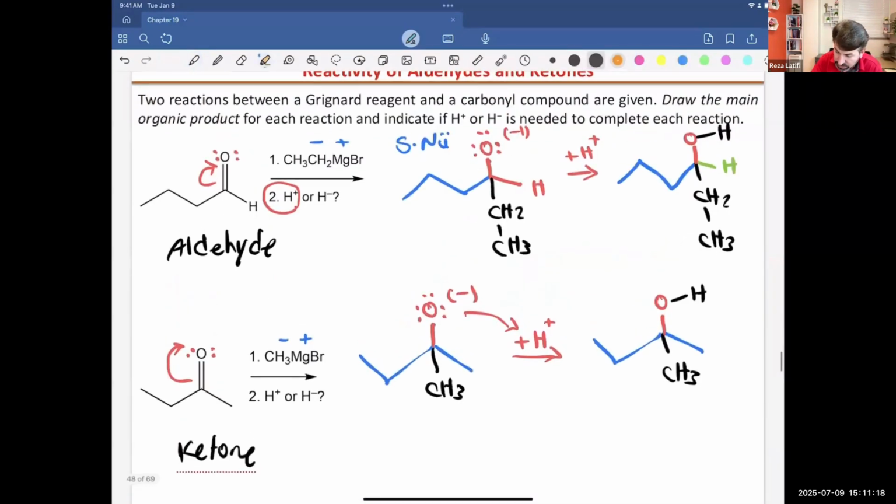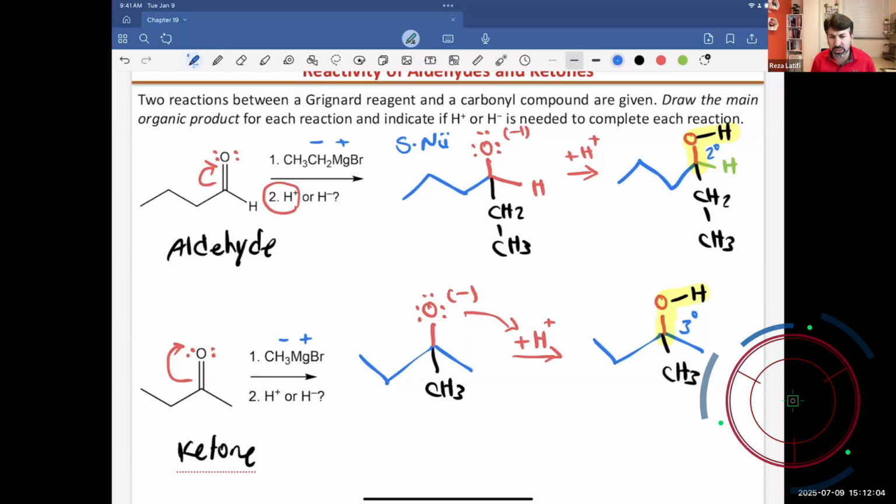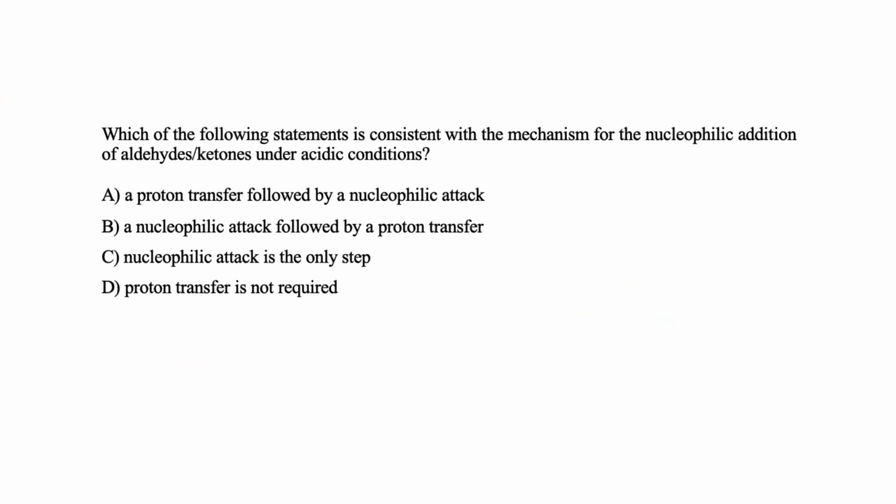Okay, let's highlight the alcohol. First, we started with an aldehyde. The alcohol we got is sitting on a carbon that is a secondary carbon, so this alcohol is a secondary alcohol. When it comes to a ketone, we run the same reaction, with a mechanism exactly similar to the aldehyde, but the final product will give you a tertiary alcohol. So this is the difference between them. If you run a nucleophilic addition using a Grignard reagent, an aldehyde will give you a secondary alcohol, while a ketone will give you a tertiary alcohol. And this is going to be the end of this lecture, and thank you very much.